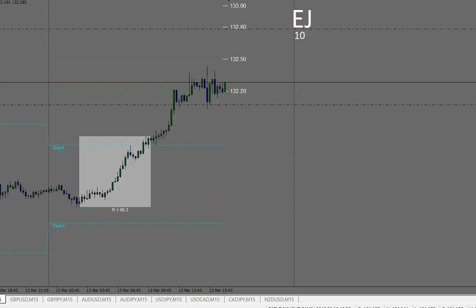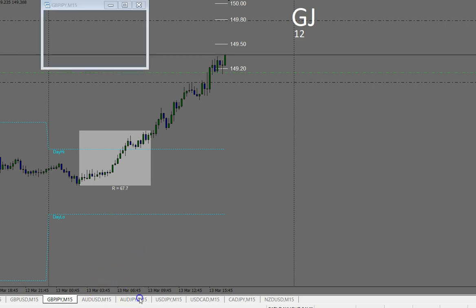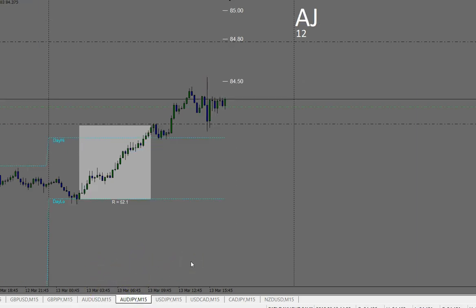The other trades I've got at the moment, euro Japanese yen, that's starting to move up now. Pound Japanese yen, again, that's been hanging around for a while, but we're starting to see a bit more weakness on that Japanese yen. And the Australian dollar Japanese yen, still hanging around, moving sideways, but at least it's in profit. It's above my entry level.